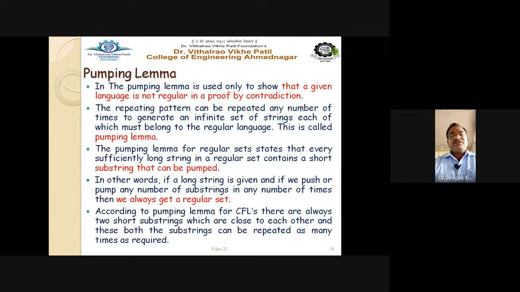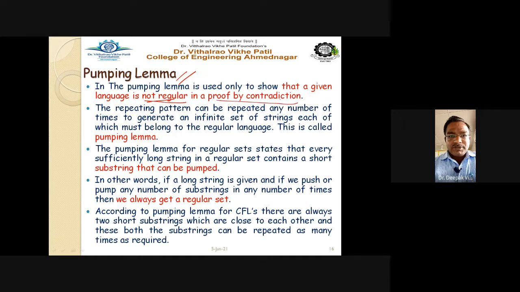The next topic is nothing but your pumping lemma. So see here, what exactly is the pumping lemma? Important point: the pumping lemma is used only to show that a given language is not regular, in a proof by contradiction method.